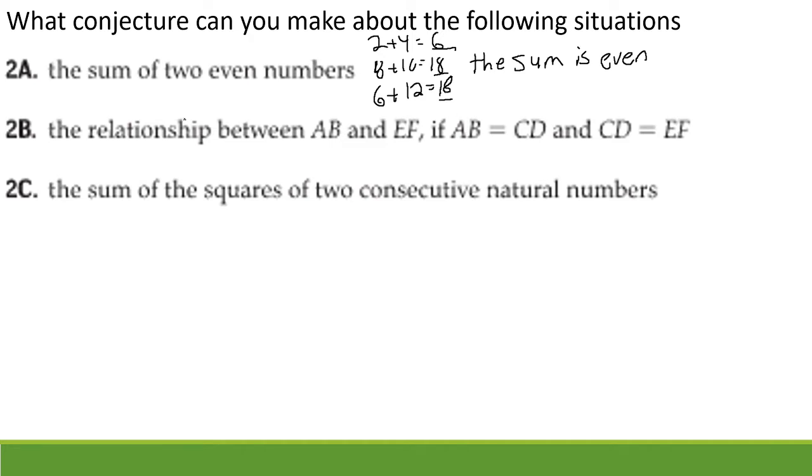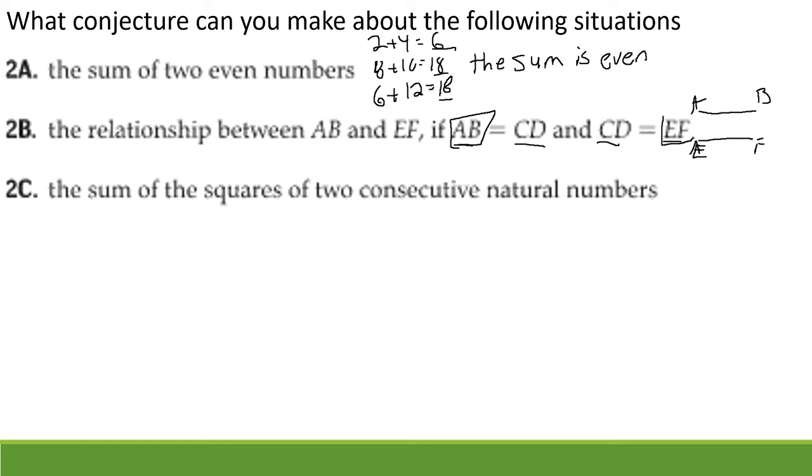The relationship between AB and EF, if AB is equal to CD and CD is equal to EF. So remember, these are talking about lengths of segments. So here we have a segment AB, here we have a segment EF, and it's asking us what we know about how these two are related. Well, how are these two related if we know that AB is equal to CD and CD is equal to EF? Well, this is actually something called the transitive property.